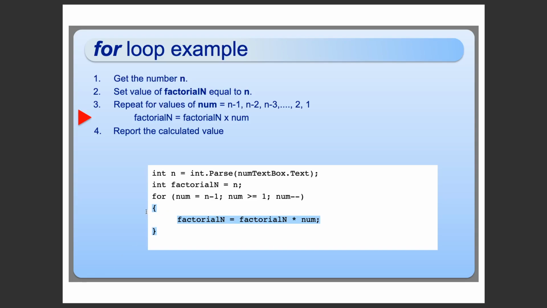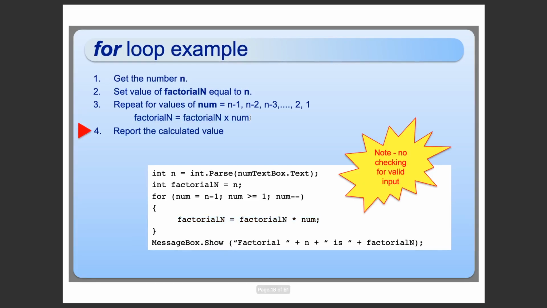We have to have the curly braces here just to indicate that this is a block of code, and then the code inside that block is indented. And we can see that it says factorial n equals factorial n times num, which is just a direct translation of this statement here. And finally, we output the result. Okay, and we can see that, yeah, we're just using a message box here, so we're just outputting n.